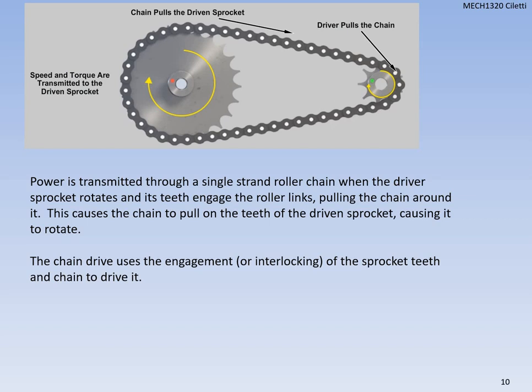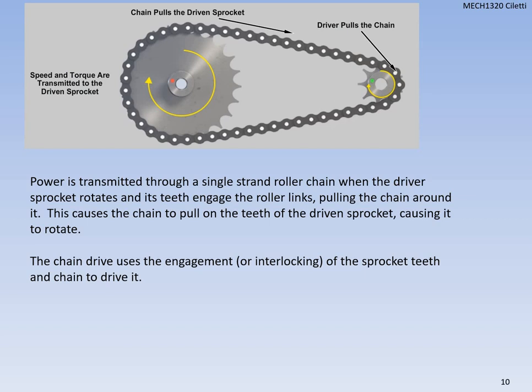The chain pulls the driven sprocket, and the driver pulls the chain. Essentially, that's how that works. So power is transmitted through a single strand roller chain when the driver sprocket rotates its teeth, engaging the roller links, and then it's going to pull that around.